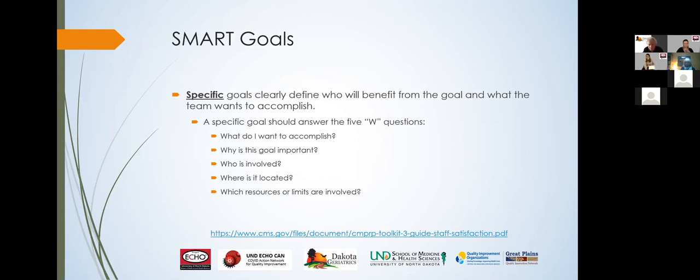Why is the goal important? Who is involved? Where is it located? And which resources or limits are involved? And just to note, this link on the bottom of these slides is to a toolkit provided by CMS. And it's a guide to staff satisfaction, but it includes different quality improvement tools in it. And this is just one of the pieces of that. So just for reference, you can go to the next slide.